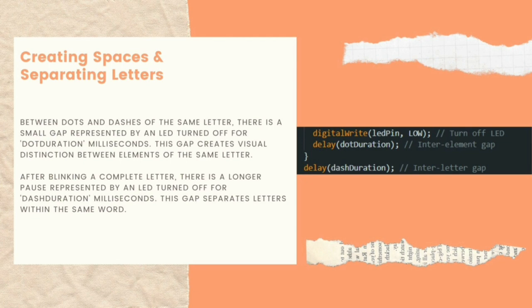Creating spaces and separating letters. Between dots and dashes of the same letter, there is a small gap represented by the LED turned off for dot duration milliseconds. This gap creates visual distinction between elements of the same letter. After blinking a complete letter, there is a longer pause represented by the LED turned off for dash duration milliseconds. This gap separates letters within the same word.